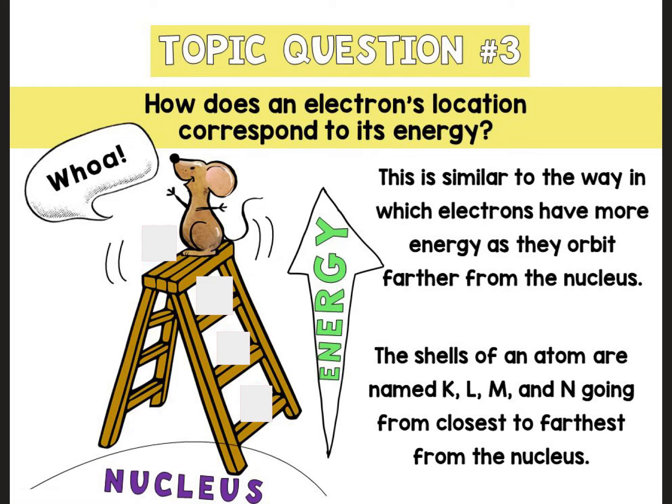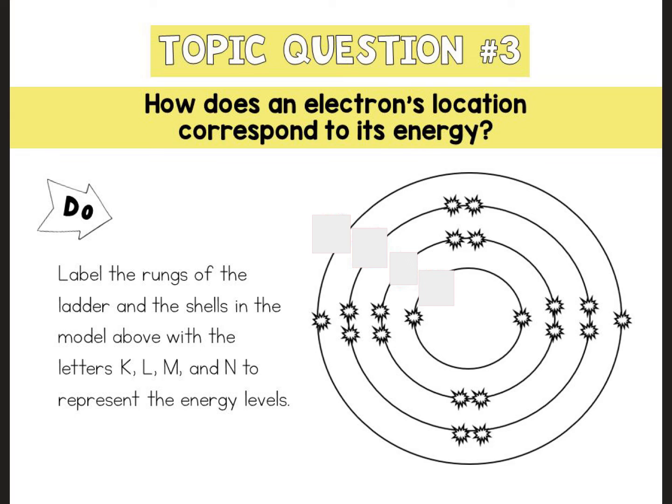These energy levels or shells are named K, L, M, and N, going from the closest to the furthest from the nucleus. Now pause the video and label the rungs of the ladder and the shells in the model above with the letters K, L, M, and N to represent the energy levels. To be honest, you don't really need to know the letters that correspond to each shell. As long as you know that there are different energy levels, you can label them level 1, 2, 3, and 4 instead.